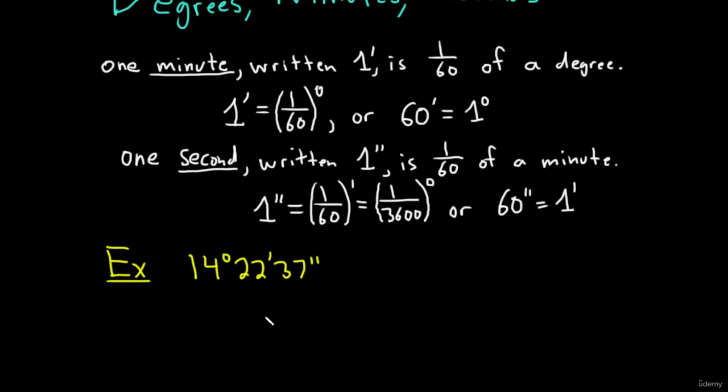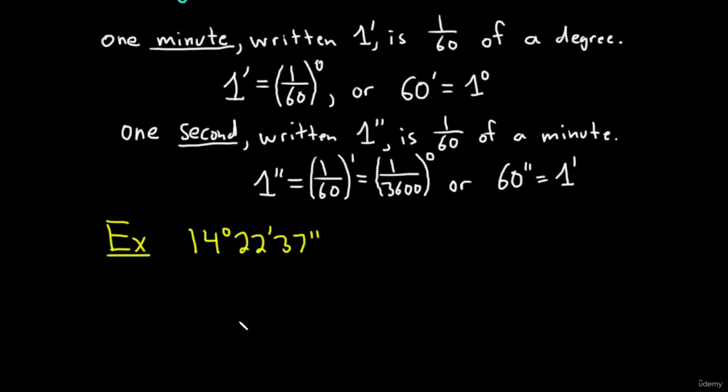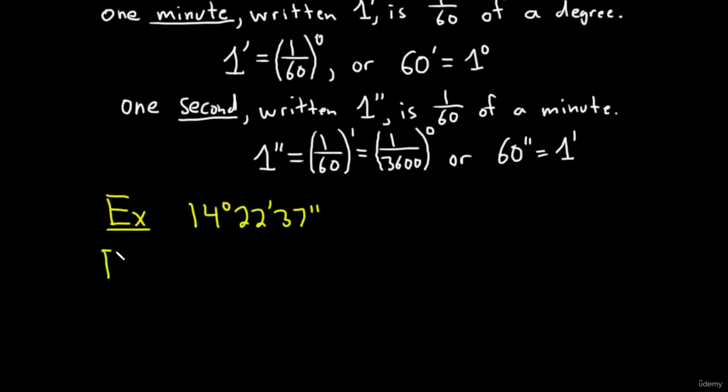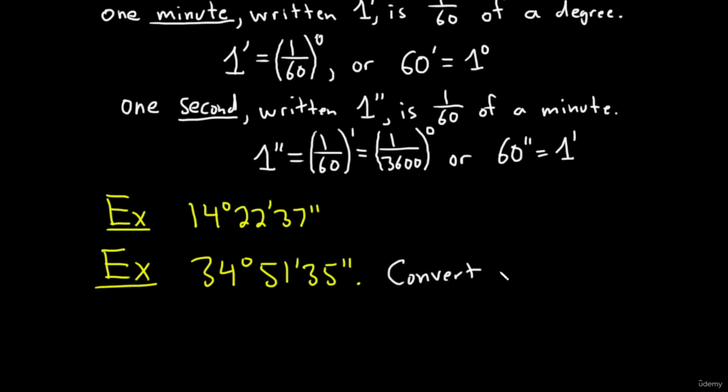Let's do a simple problem where we do some conversion. Let's say we have 34 degrees, 51 minutes, and 35 seconds. And let's say that we want to convert this to degrees. Some people call it decimal degrees, so degrees that allow decimals.